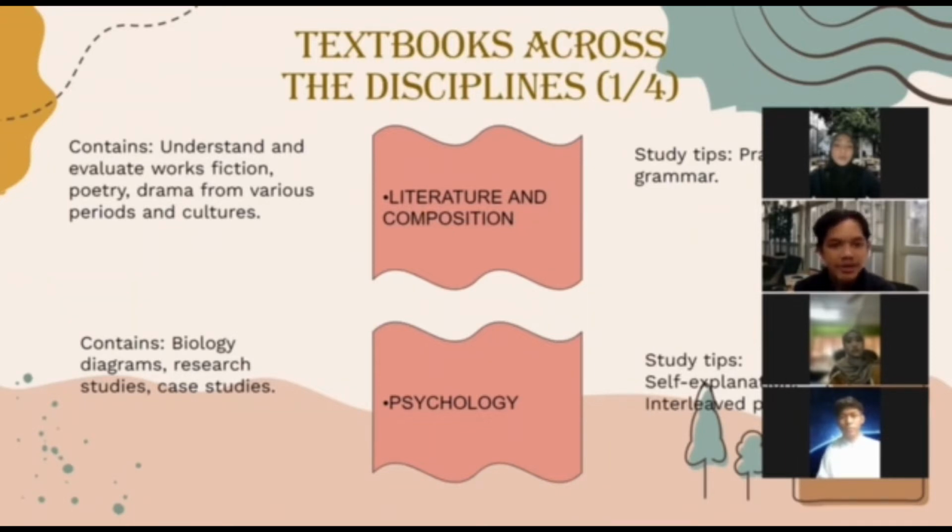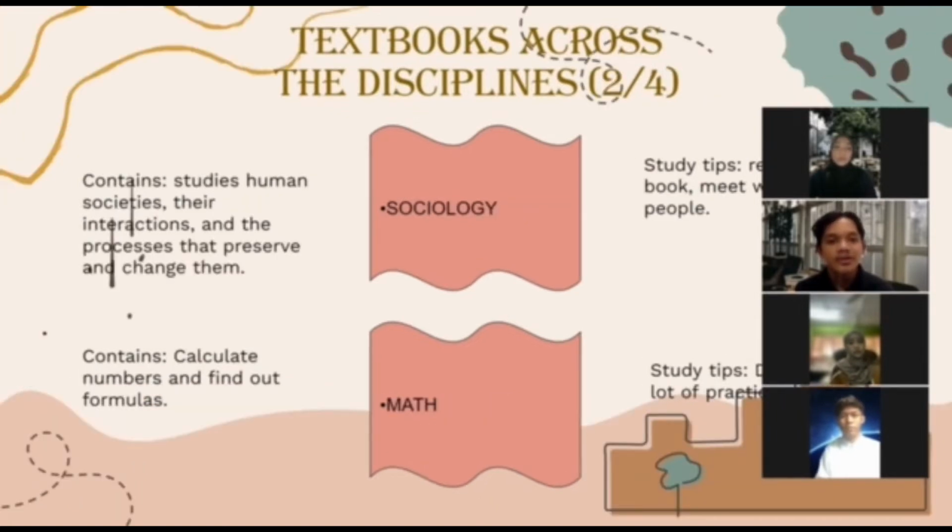Also psychology. Contents: biology, diagrams, research studies, case studies. Study tips: self-explanation, interleaved practice. Next slide, number 3, sociology. Contents: study human societies, their interactions, and the processes that shape and change them. Study tips: read a book and meet with people. Number 4, maths. Contents: calculate numbers and find out formulas. Study tips: do a lot of practice and you can get a lot of formulas from it.